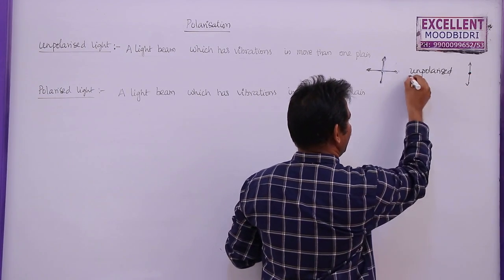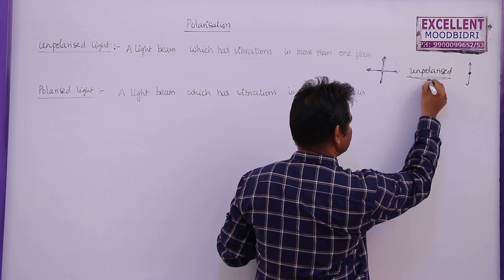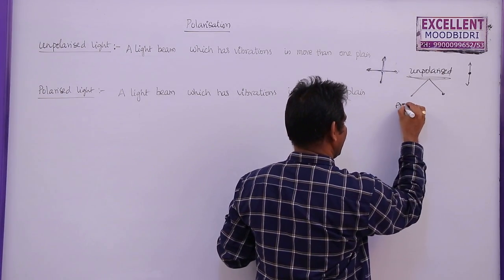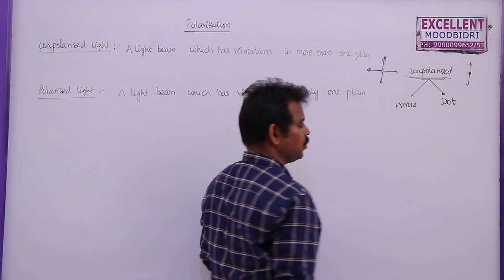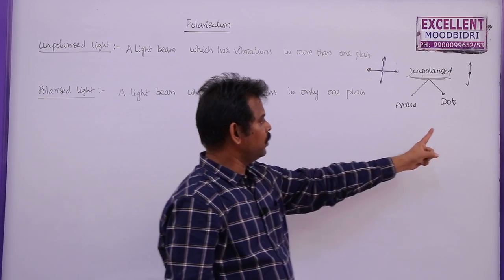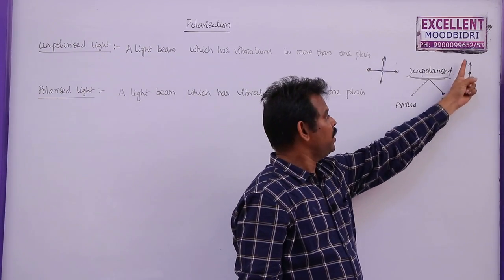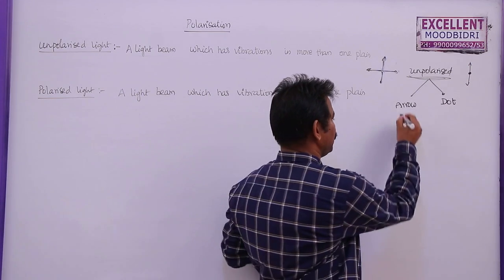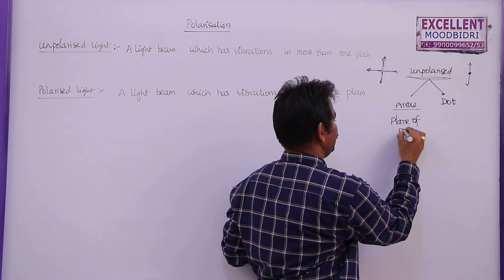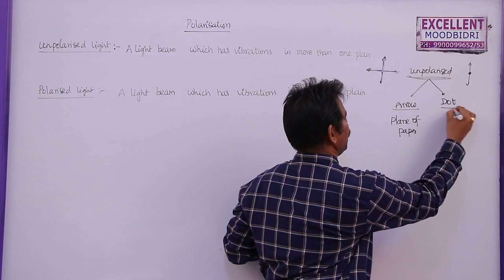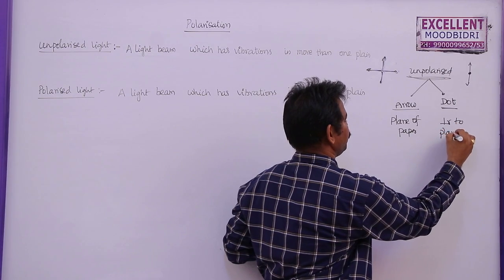So here unpolarized light consists of 2 types of vibrations. One is arrow components, the other one is dot components. What are these arrow components? Arrow components indicate the vibrations which are vibrating in the plane of the paper, and dot components are perpendicular to the plane of the paper.